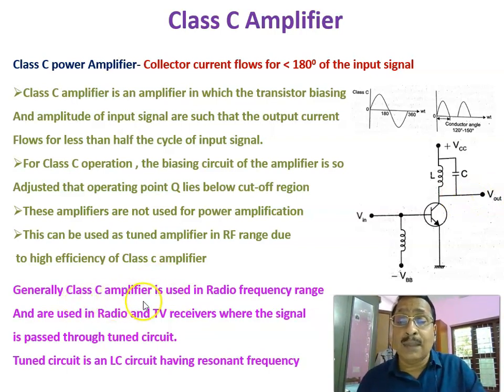Generally, class C amplifier is used in radio frequency range, and they are used in radio and TV receivers, where the input signal is passed through the tuned LC circuit. The input signal is allowed to pass, and the tuned circuit is an LC circuit having a resonant frequency. Therefore, these are not for amplification purpose. At the receivers of radios and TV receivers, these types of class C amplifiers are used. In class C power amplifiers, the collector current flows for less than 180 degrees of the input signal.